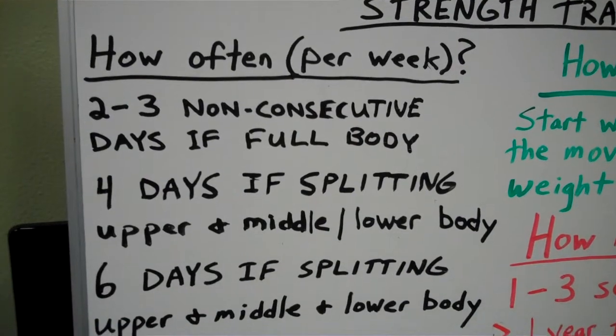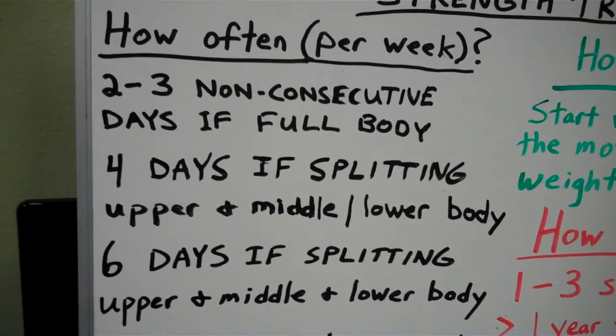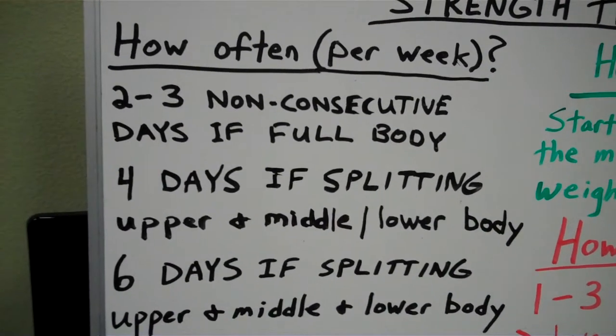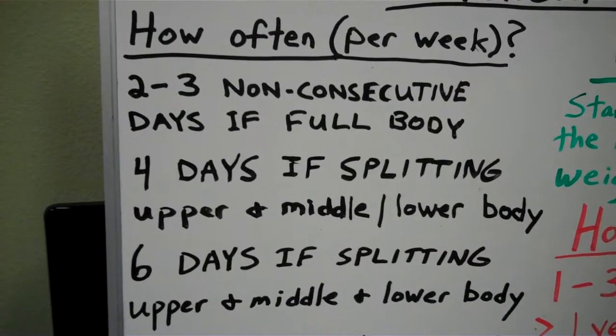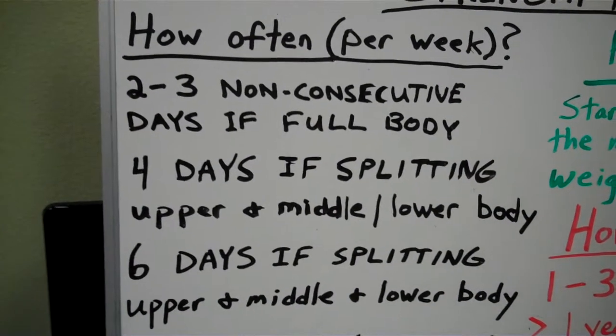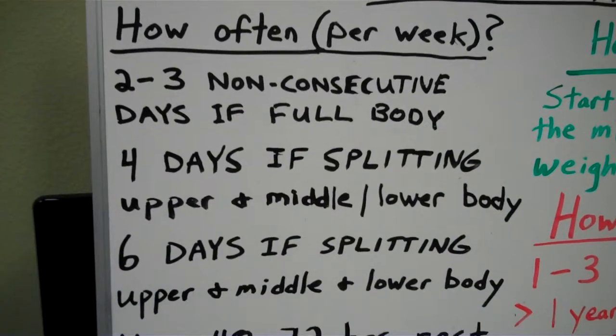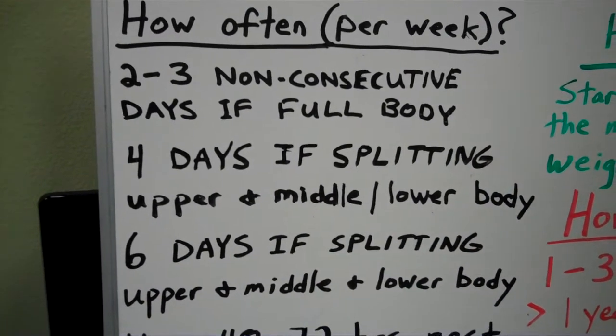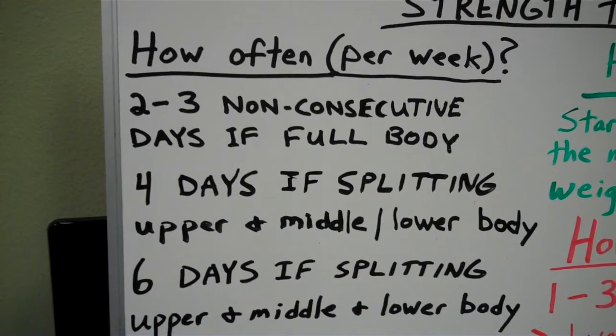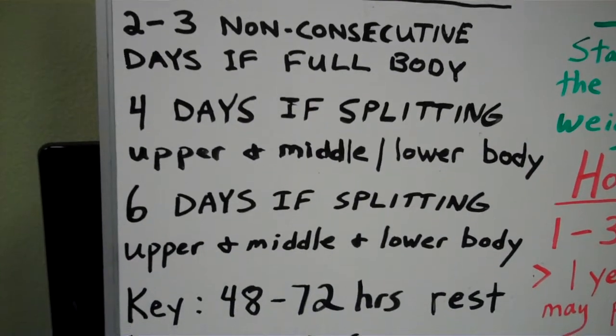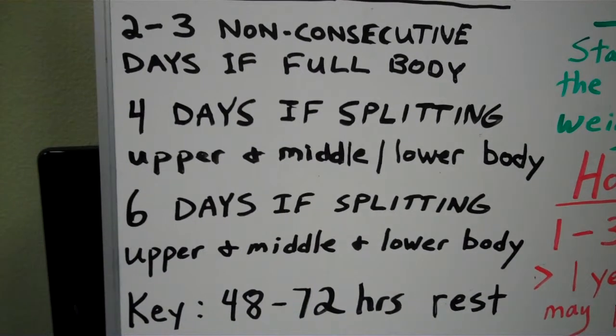With the 6 days, you would just extend it out over those 6 days, and you would do less of the movements each day. I hope that makes sense. If it doesn't, call me. There you go. The key is we want to have 48 to 72 hours of rest between each area that we work out.